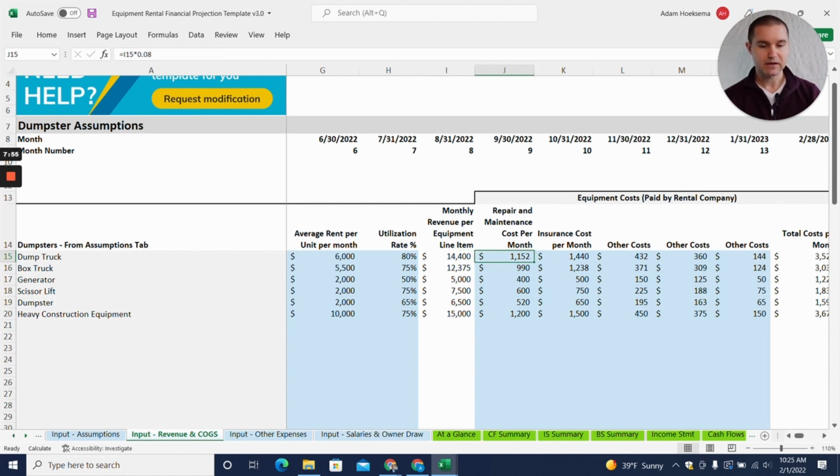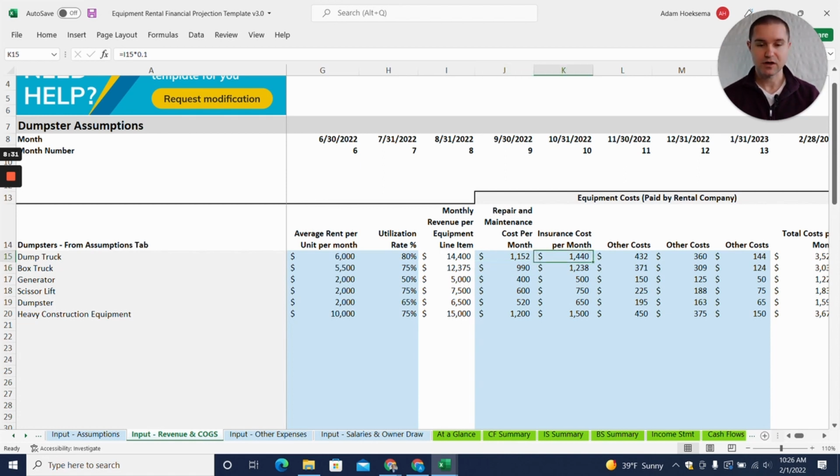Now we need to put in our repair and maintenance cost per month for each line item. What I've done here is I've really assumed a percentage of revenue. So up here we have 0.08 times the revenue. So I'm saying 8% of revenue should go to repair and maintenance cost per month. And these are estimates, and this is going to be different based on your specific equipment, how old it is, how new it is, how rough your customers are on your equipment and that sort of thing.